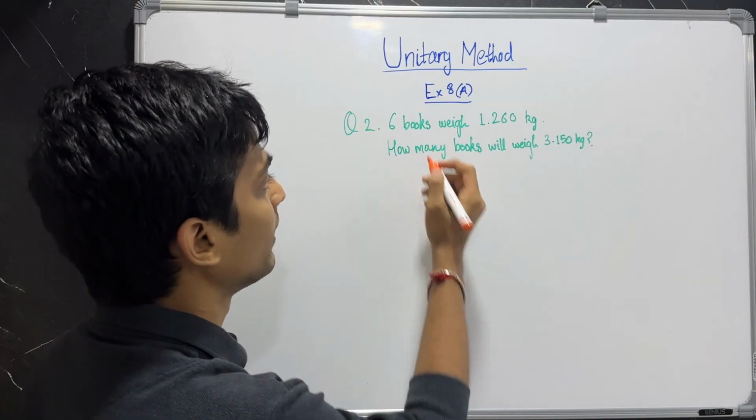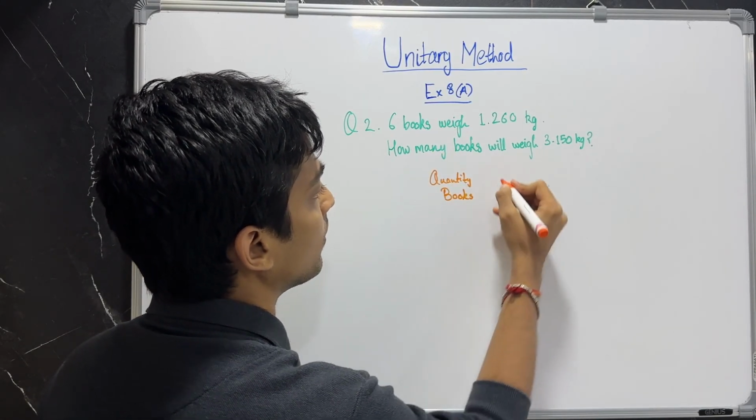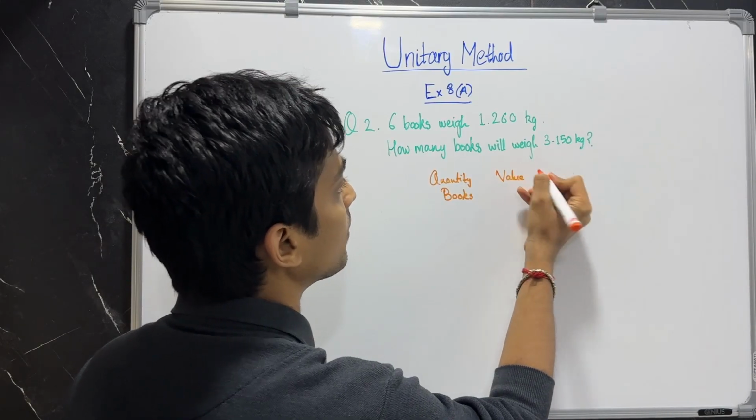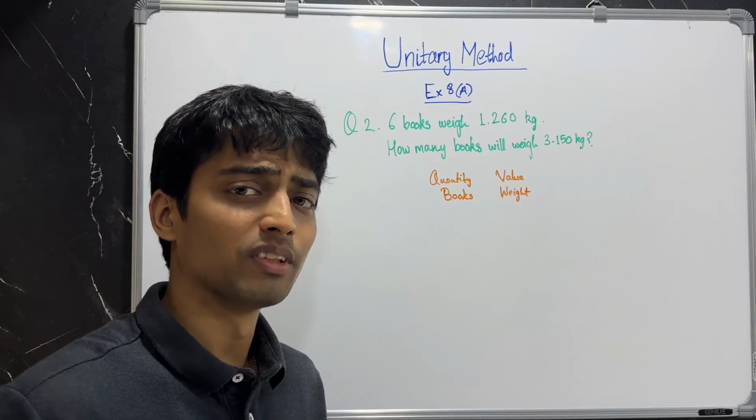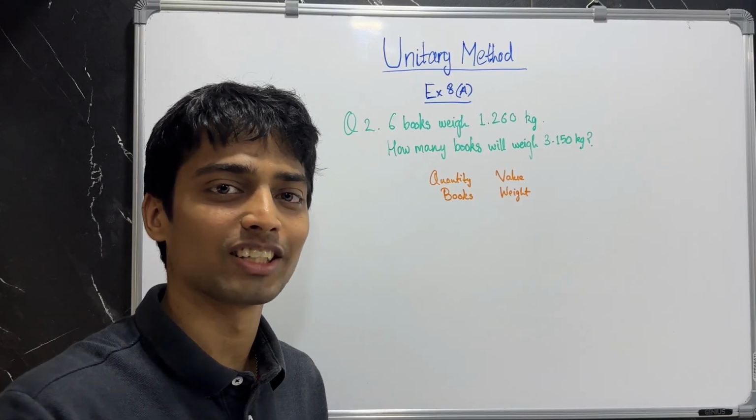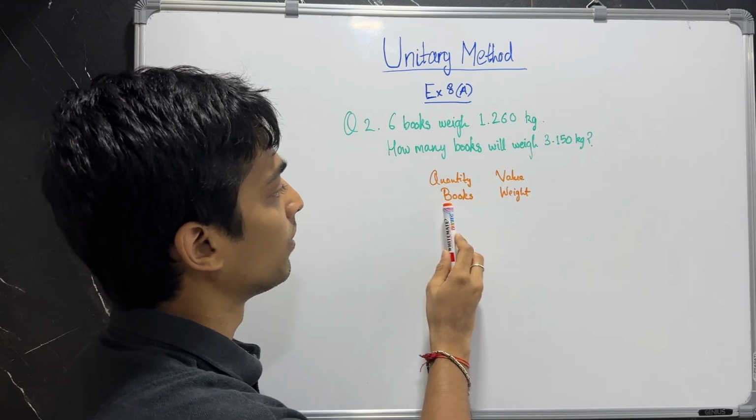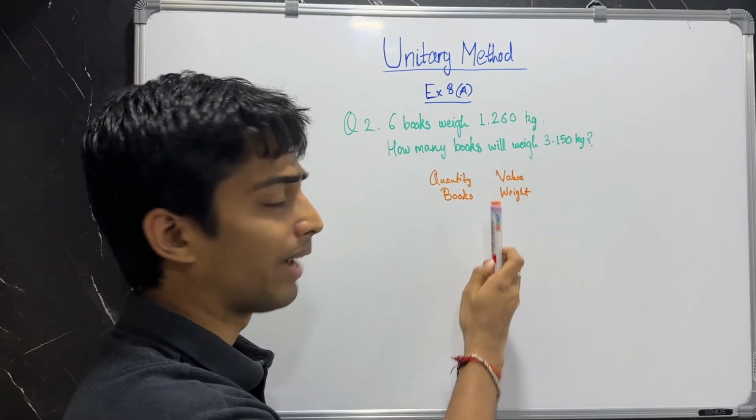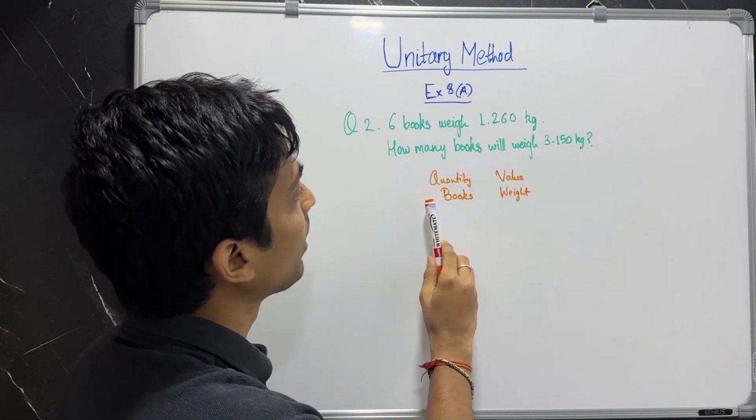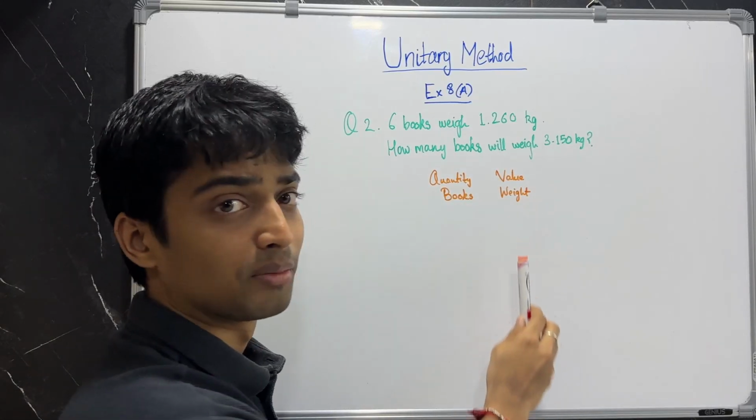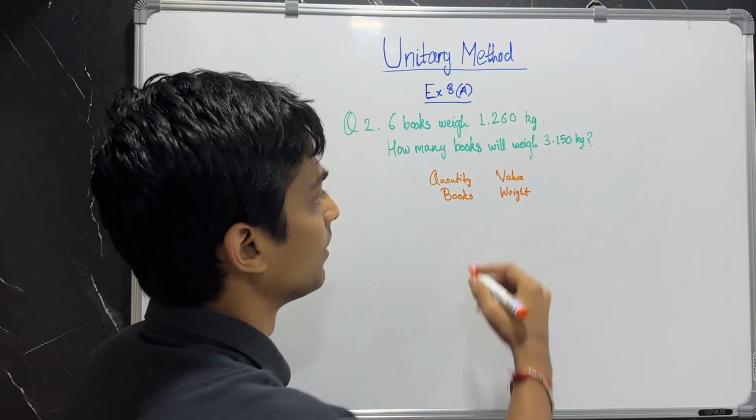Let's first write quantity and value. Quantity is books. Value is the weight. We first need to understand whether it is direct variation or inverse variation. So let's check. For direct variation, with the increase of quantity, value should also increase. If the number of books is more, then the weight will also be more. Yes. If the number of books is less, then the weight will also be less.